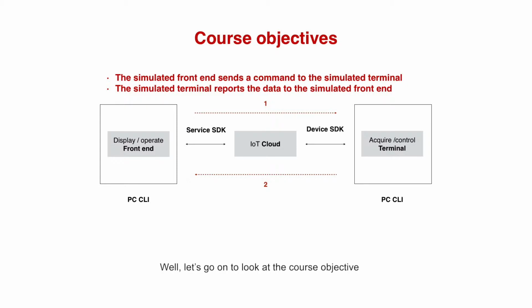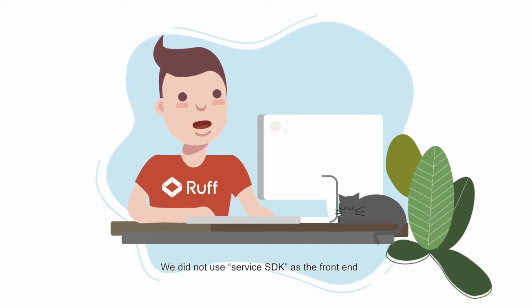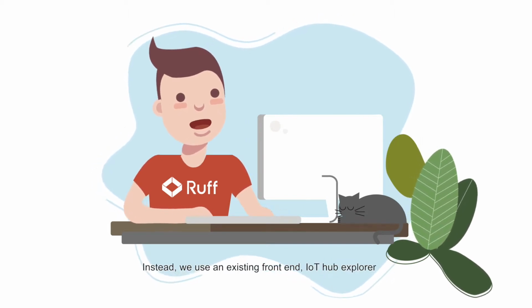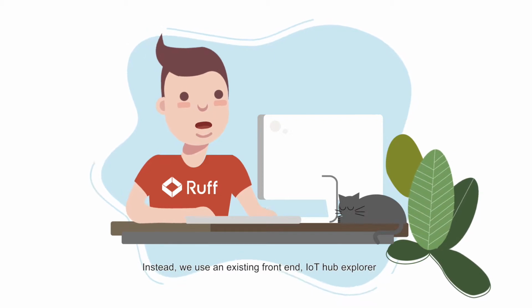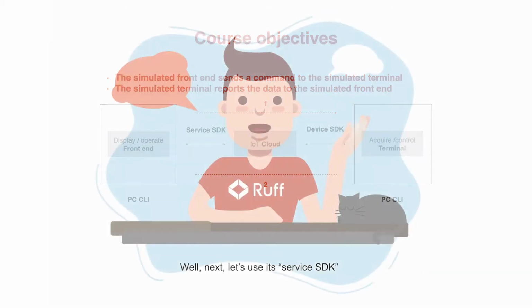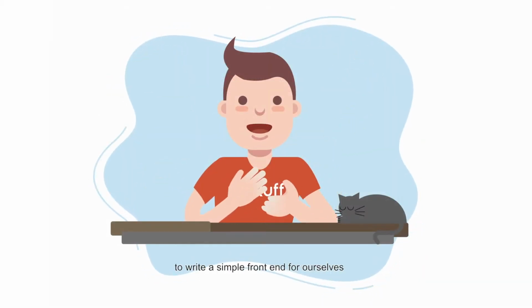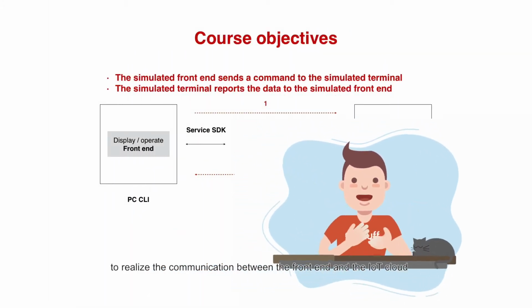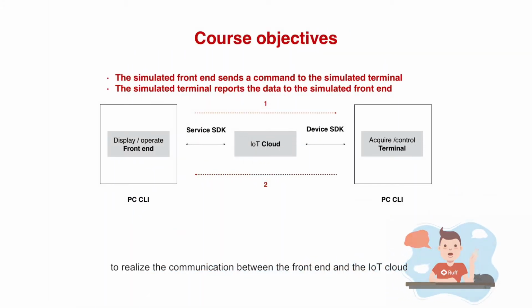Well, let's go on to look at the course objective. In our previous demo, we realized a communication between the IoT cloud and the terminal. We did not use Service SDK as the front end. Instead, we used an existing front end, IoT Hub Explorer. In fact, this module also adopts Service SDK, but it has encapsulated some operations relevant to API. Next, let's use its Service SDK to write a simple front end of our own, to realize the communication between the front end and the IoT cloud.